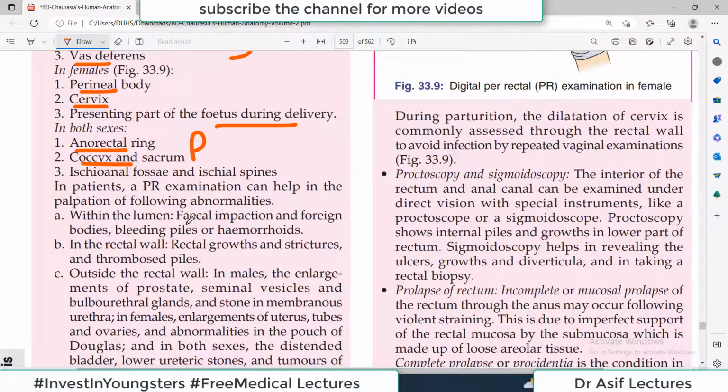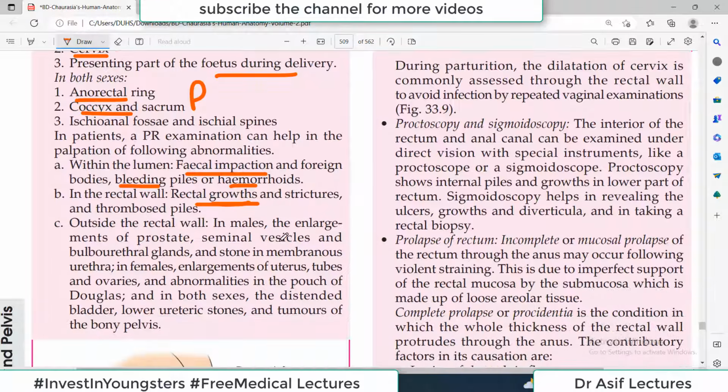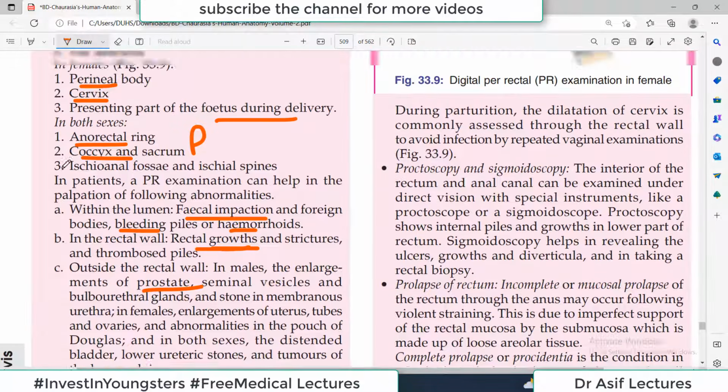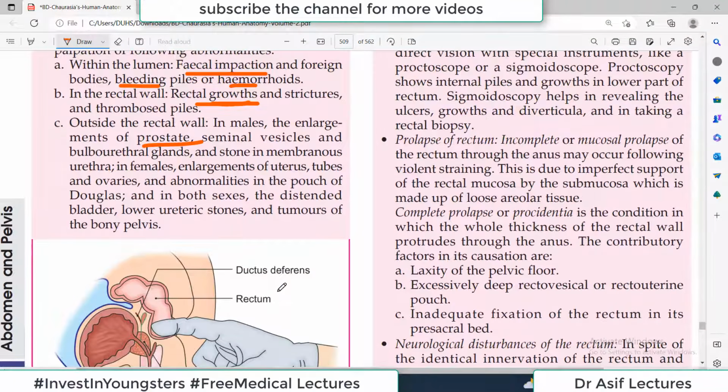Within the lumen, fecal impaction. So you can see if there is a lot of feces stored there in the anal canal. You can feel bleeding piles. I mean, it will be red color on the gloves. You can feel hemorrhoids, which are dilated blood vessels. In the rectal wall, rectal growth can be felt, such as cancer. Outside the rectal wall, all these structures mentioned above can actually be felt.